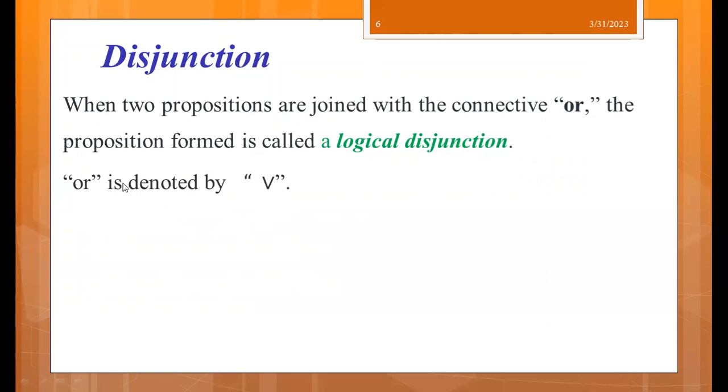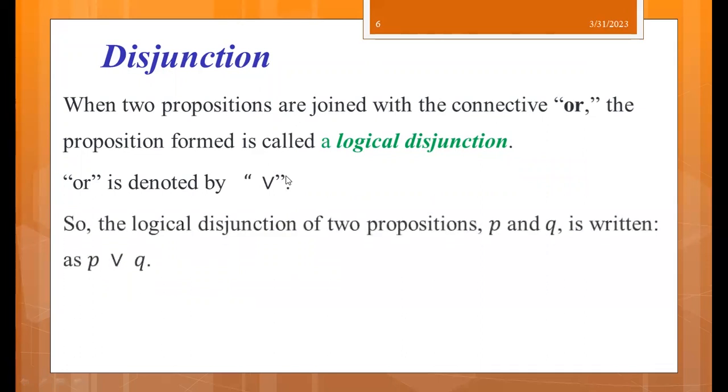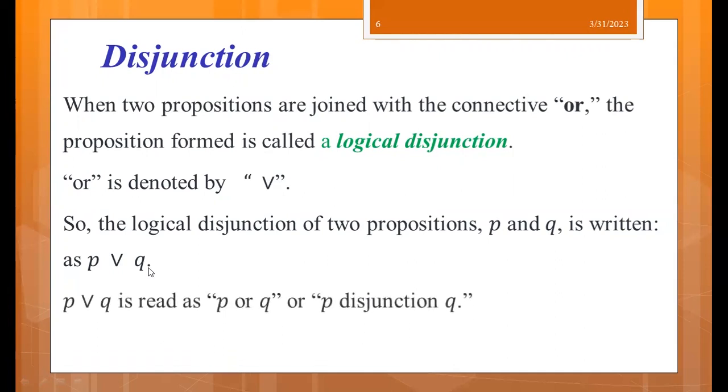The word disjunction, or simply "or", is denoted or represented by this symbol, which looks like a capital letter V. So the logical disjunction is a compound statement obtained by connecting two simple propositions by using "or". P and Q is written in the form P or Q. And P or Q can be read as "P or Q" or "P disjunction Q".